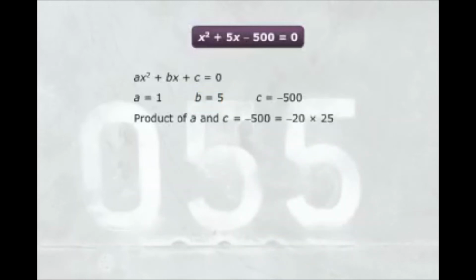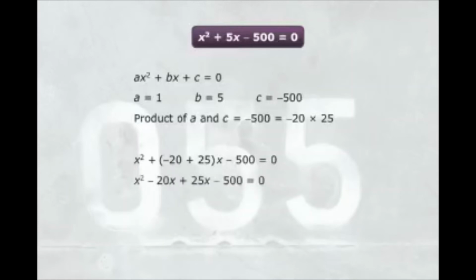So let's go back to the equation. x squared plus 5x minus 500 equals 0. Look at this 5. Let me write this as minus 20 plus 25. Let me now simplify this expression. So I get x squared minus 20x plus 25x minus 500 equals 0. Look at the first two terms. Let me take x common. So I get x into (x minus 20).